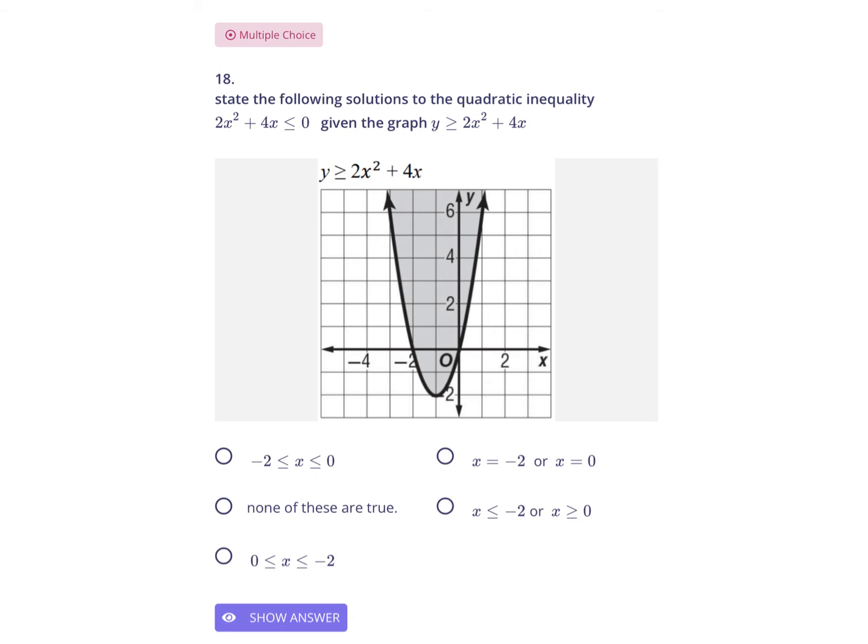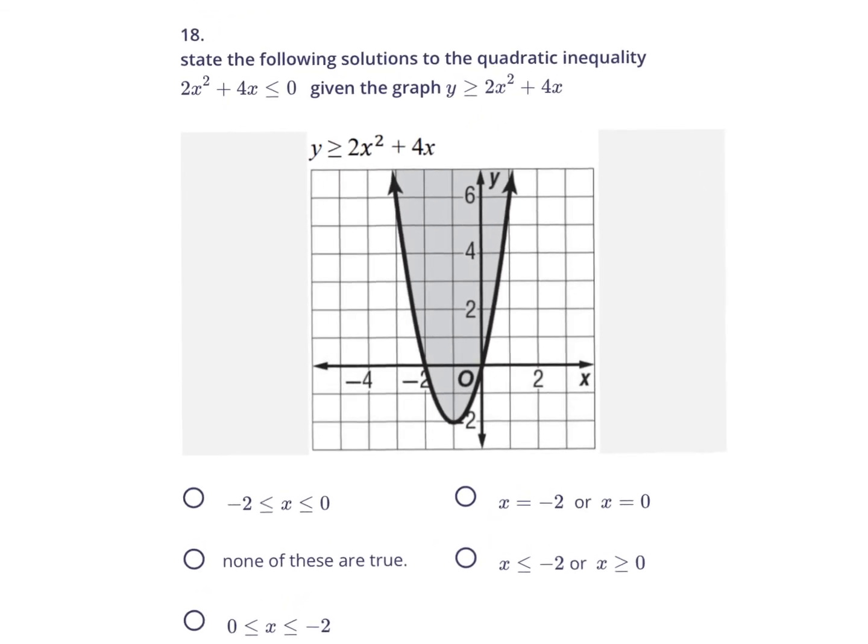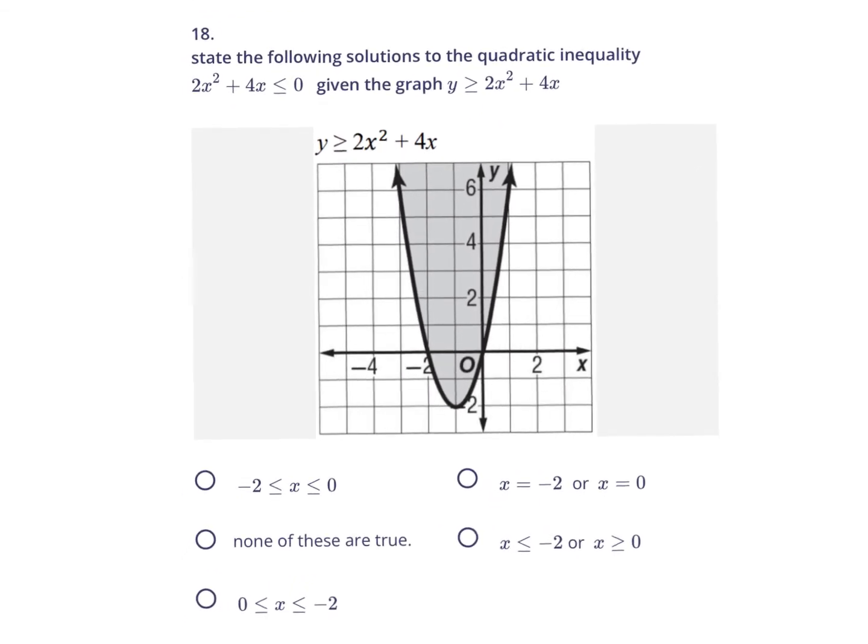All right, I love this one because they give you the graph, right? Love it. What do I mean by that? Well, first of all, they're asking you to state the solutions to the quadratic inequality 2x squared plus 4x is less than or equal to 0. You could solve this algebraically, and we will be solving this algebraically in the future, but they give you the graph. Look, it's the same exact quadratic binomial, 2x squared plus 4x, but they give you the graph of it, all right?